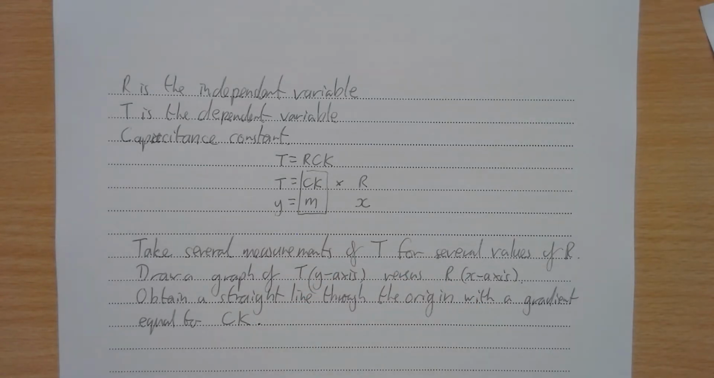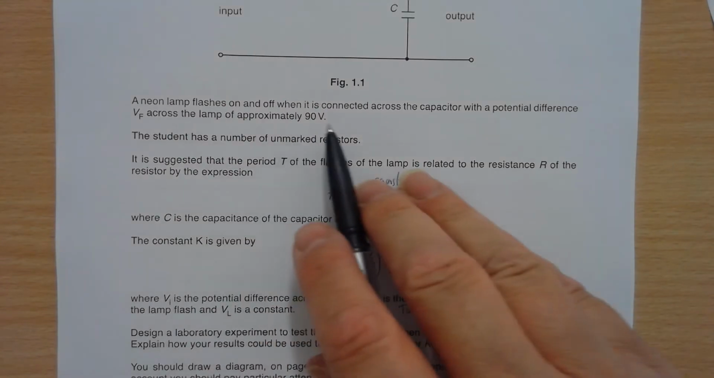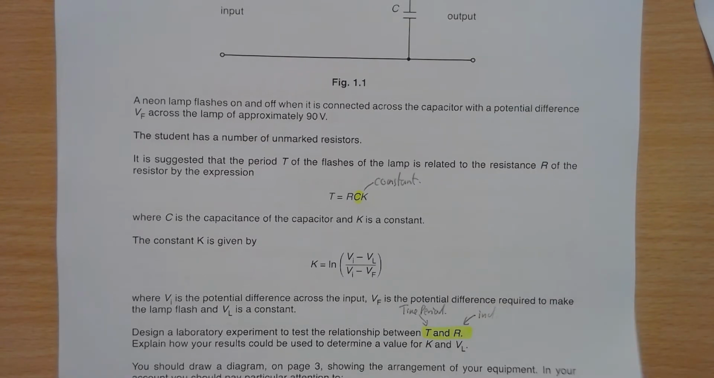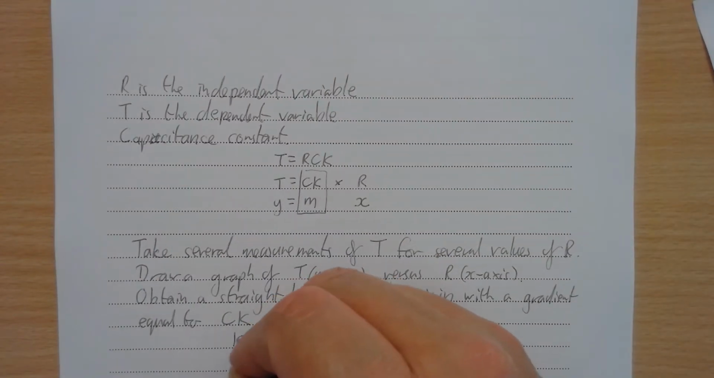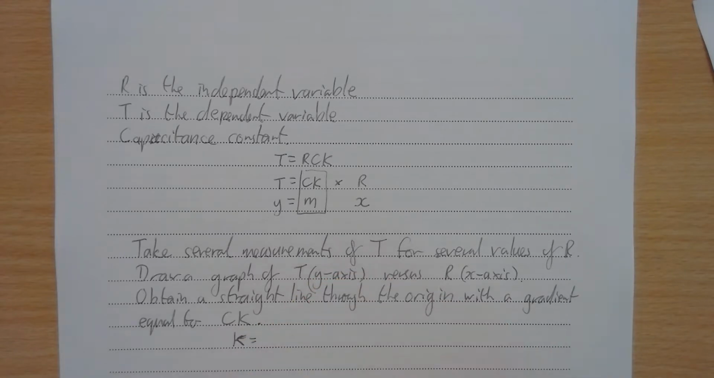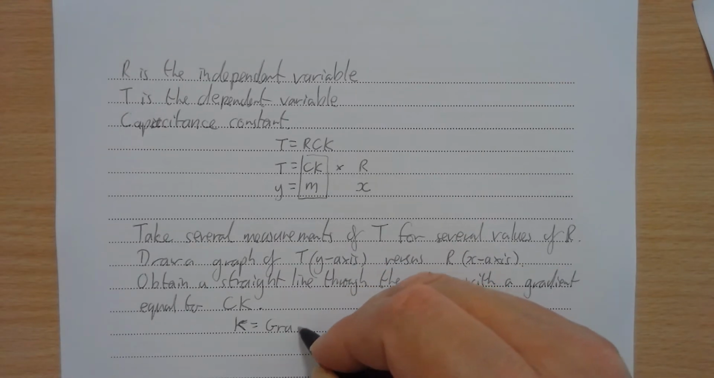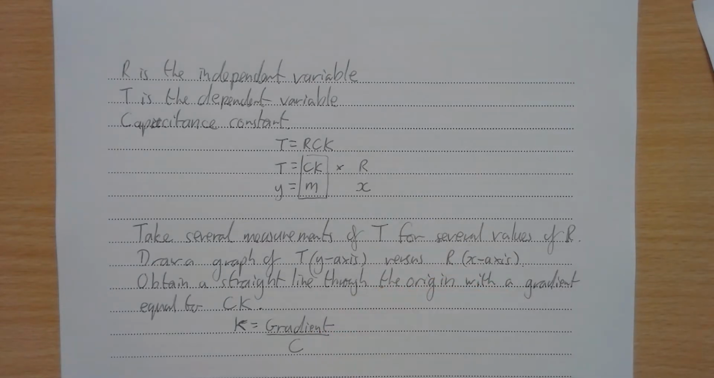now quick check, does it tell me that the capacitance is known? Well, it says neon lamp flash is connected across the capacitor with a potential difference VF. Doesn't say it's known, but you can assume it's known, can't you? So we're going to assume that we know it. So K equals, well, if that's equal to the gradient, then K is going to be equal to the gradient divided by C, if we know what C is. Okay.